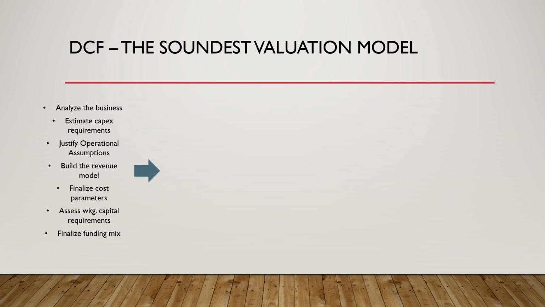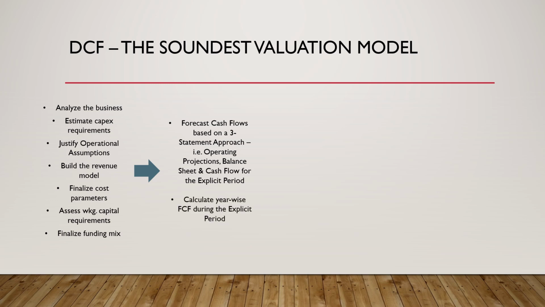Based on the above analysis, we now need to arrive at an estimation of the revenue ramp-up schedule, cost parameters, working capital requirements, CapEx requirements, etc. Finally, based on available options to source capital, we need to close out the funding mix of the business. This leads us to the projected operating statement of the business, the projected balance sheet, and the projected cash flow statement for the next 5 to 7 years. In DCF terminology, this period of 5 to 7 years is known as the explicit period.